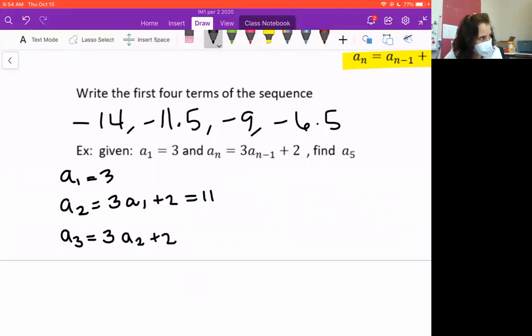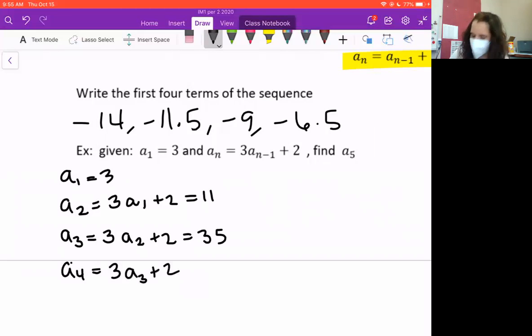I'm going to take that, multiply it by 3. That's 33. Add 2 is 35. This is not arithmetic. It is not geometric. A sub 4, I'm going to take a sub 3, multiply by 3, and add 2.